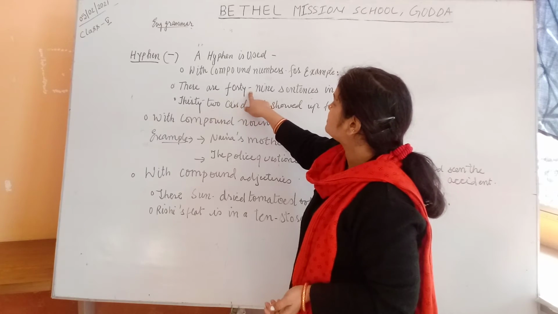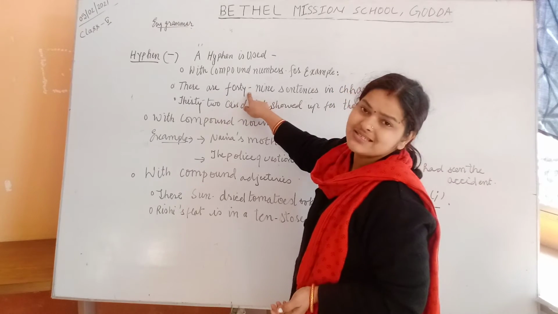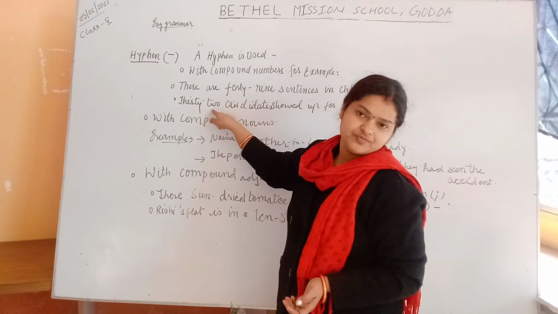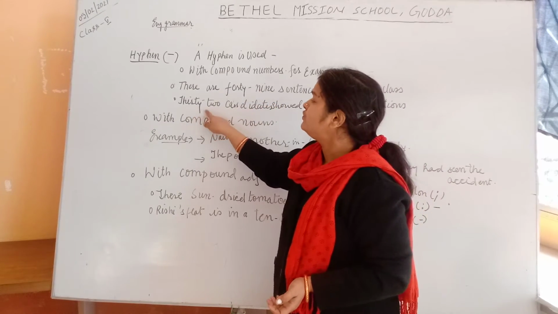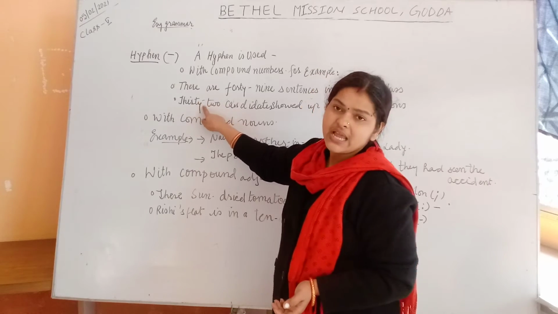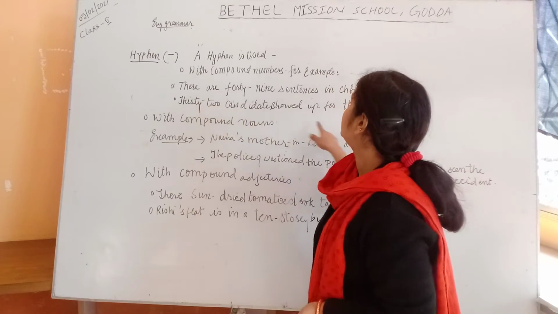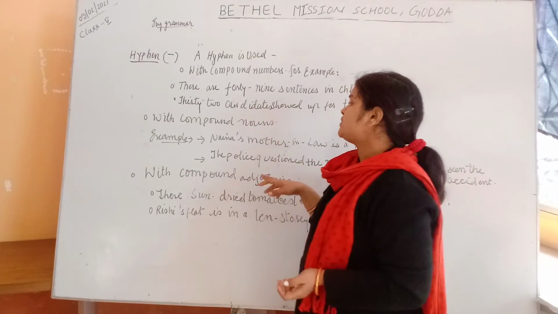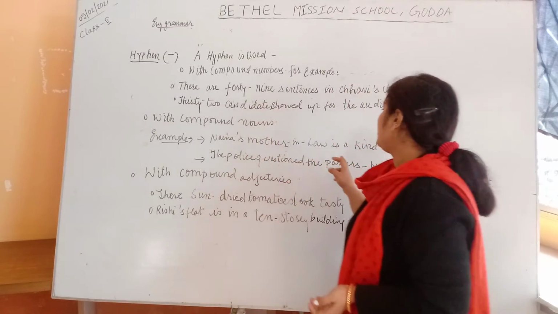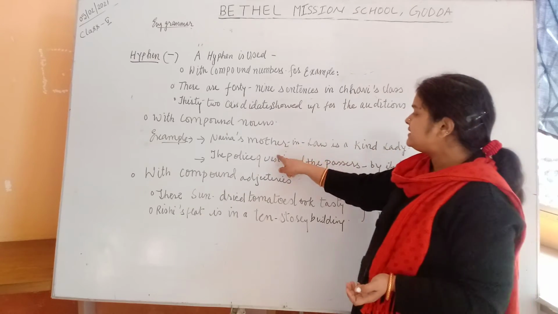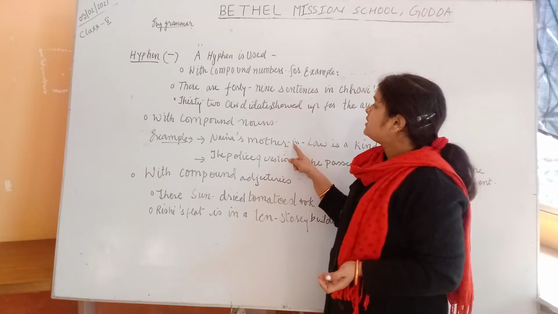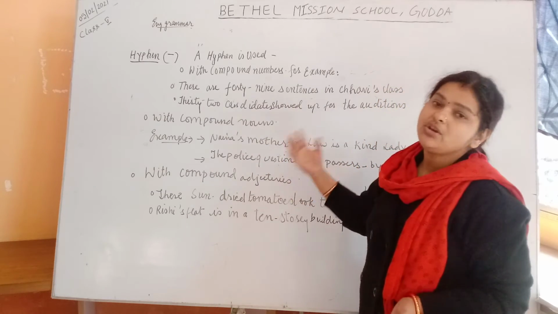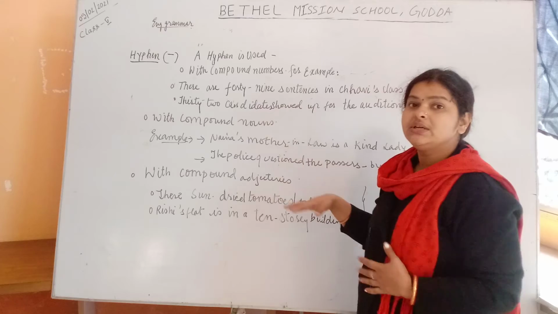Forty-nine: it is a type of dash which is put in the sentence, and this is known as a hyphen. Thirty-two: two words having one gap and there is a sign which is known as a hyphen. Thirty-two candidates showed up for the audition. With compound nouns. Example: Nana's mother-in-law is a kind lady. See, mother-in-law. The hyphen is put in between. Mother not by birth, mother by law.